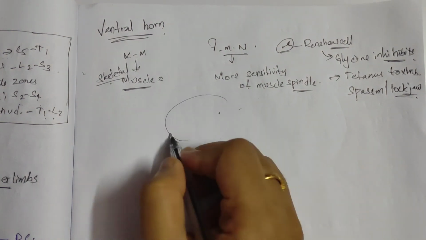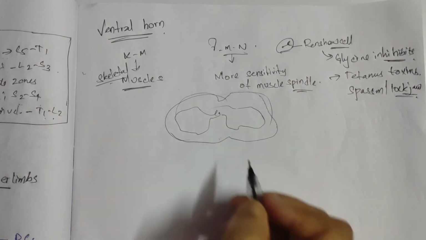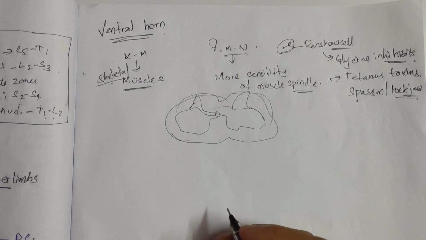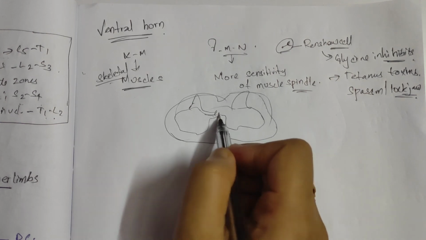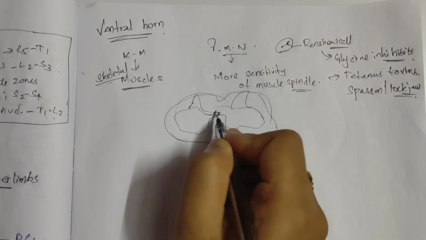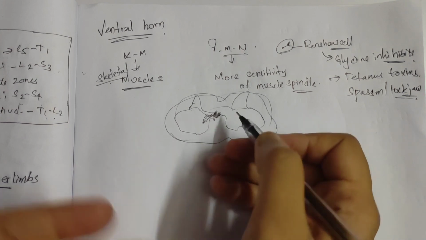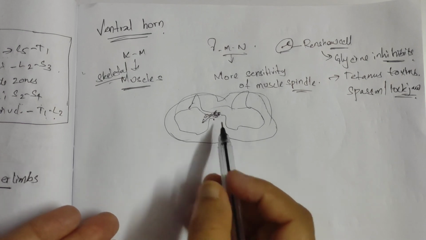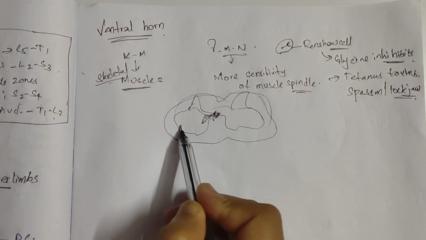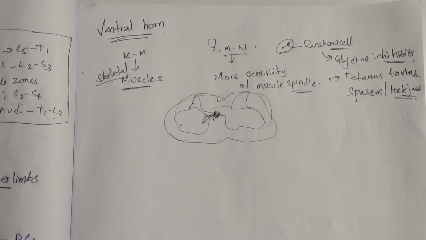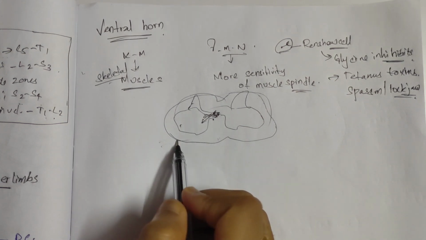The main thing we should consider here, before I show you the picture, is this: suppose this is the ventral horn, I'm drawing roughly. The more medial it is, the more proximal it innervates, that is, nearer parts like the trunk. The more lateral it is, the more distal it innervates, like the fingers and so on. So that is important here.